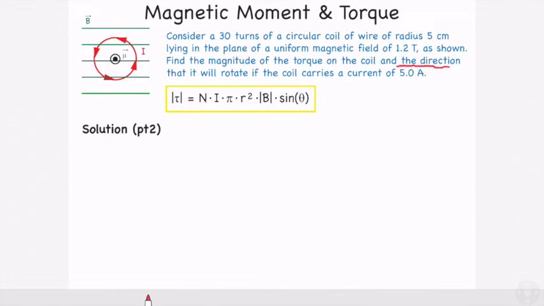Next, we need to calculate the direction that the torque will cause the coil to actually rotate. There are two methods we could use here. The first method is to look at the torque vector, which in this case is mu cross B.